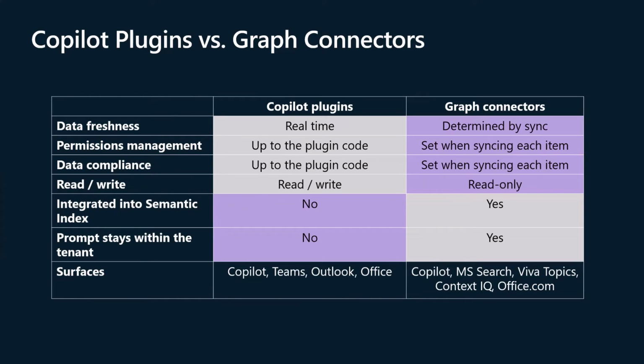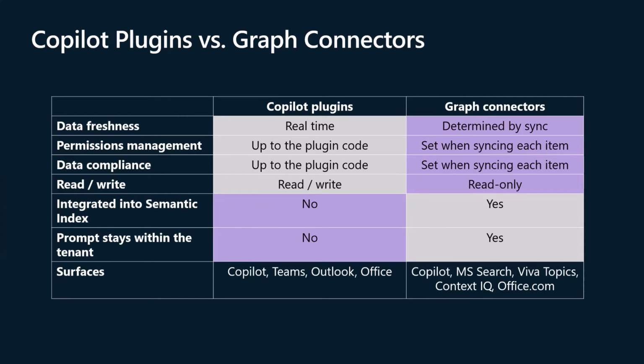Graph connectors are as current as the most recent synchronization. So you are pushing data in. You can push it in whenever it updates if you want, but it's not real time. It takes a little while for that semantic index to process the new insertions or updates. Permissions and data compliance rules are actually pushed in along with the data. I didn't show that, but they're actually enforced by Microsoft 365 itself. And the results are strictly read-only.